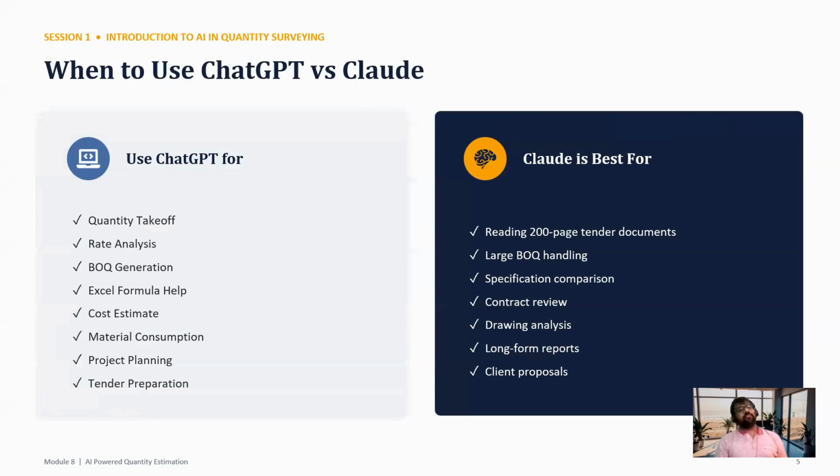Introduction to AI in quantity surveying. When to use ChatGPT and Claude? Use ChatGPT for quantity takeoff, rate analysis, BOQ generation, Excel formula help, cost estimation, material consumption, project planning, tender preparation. And Claude is best for reading a 200-page tender document, large BOQ handling, specification comparison, contract review, drawing analysis, long-form reports, and client reports.